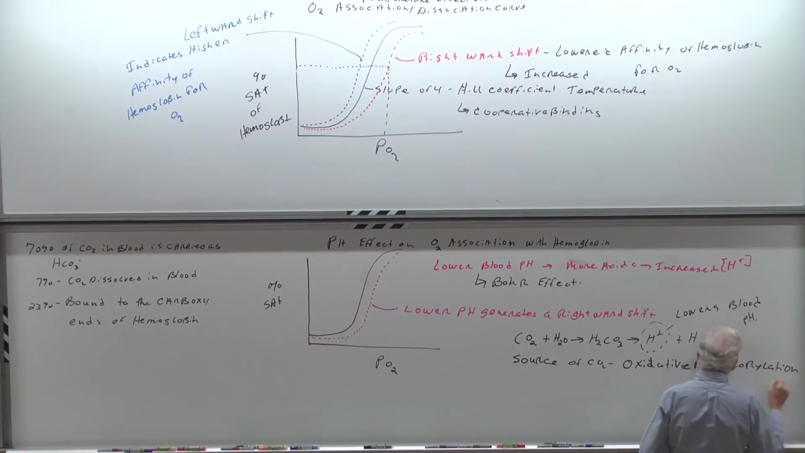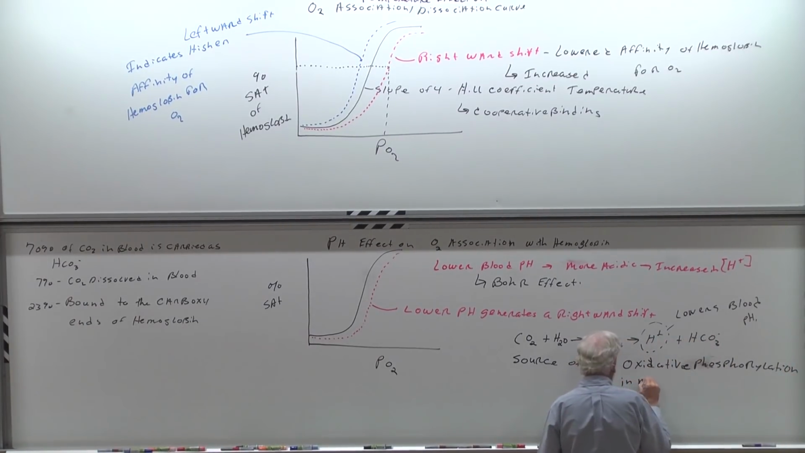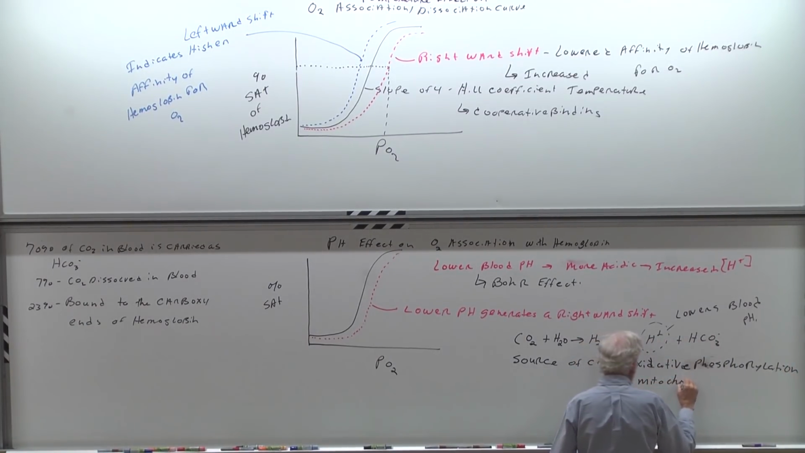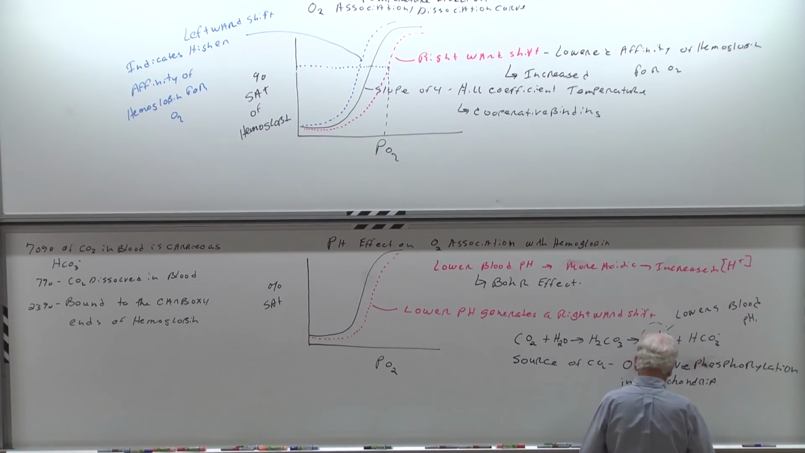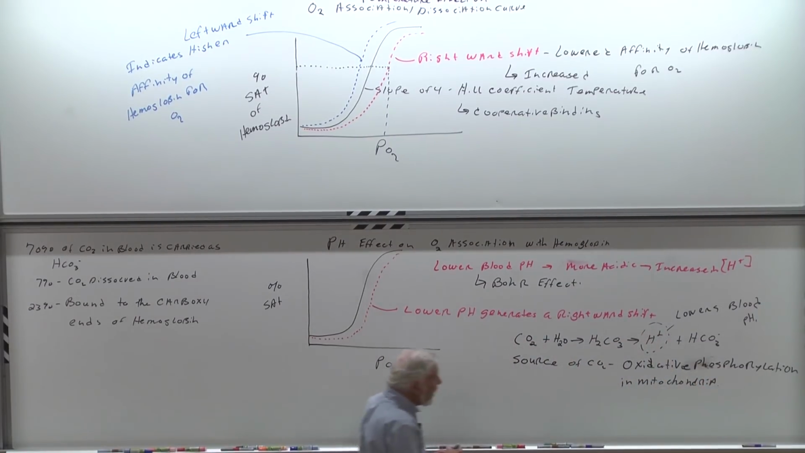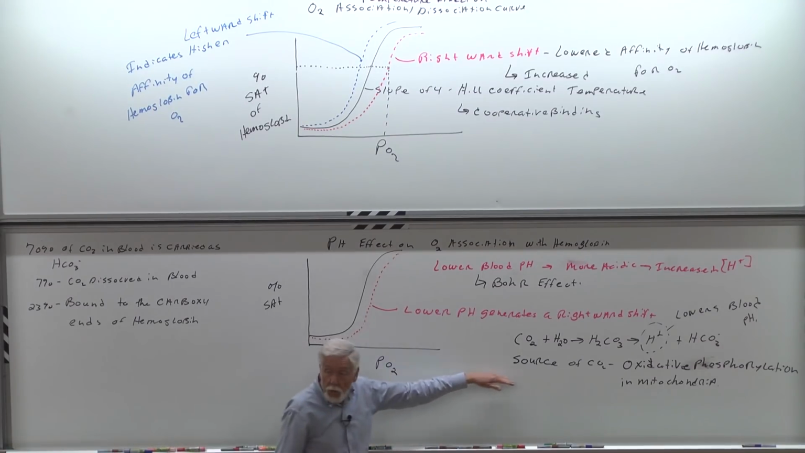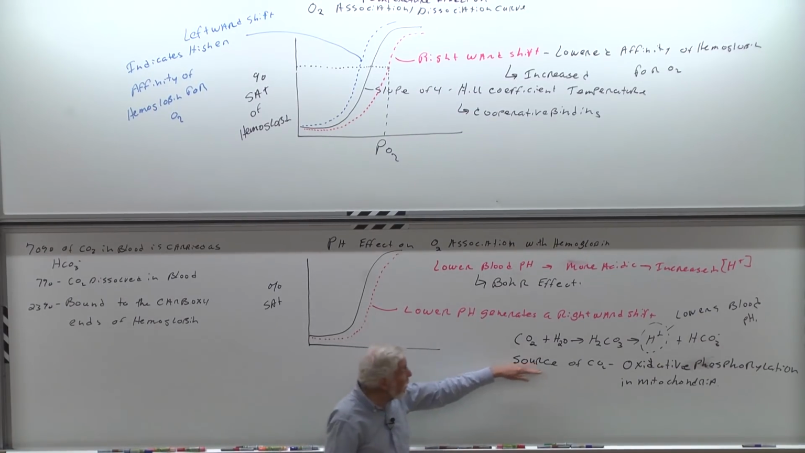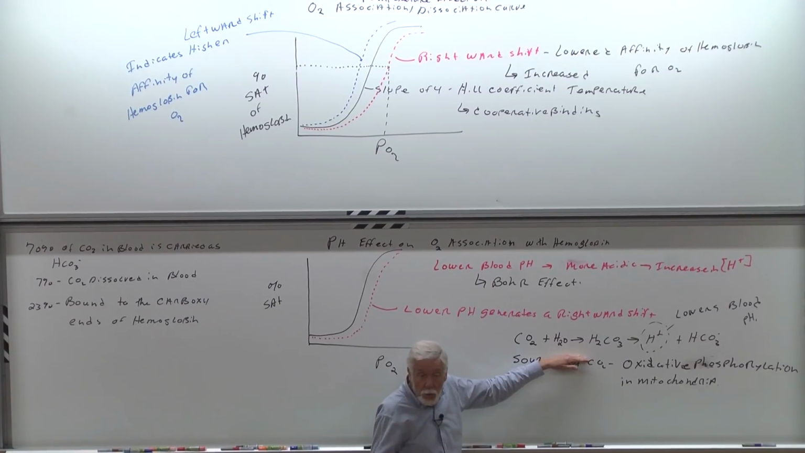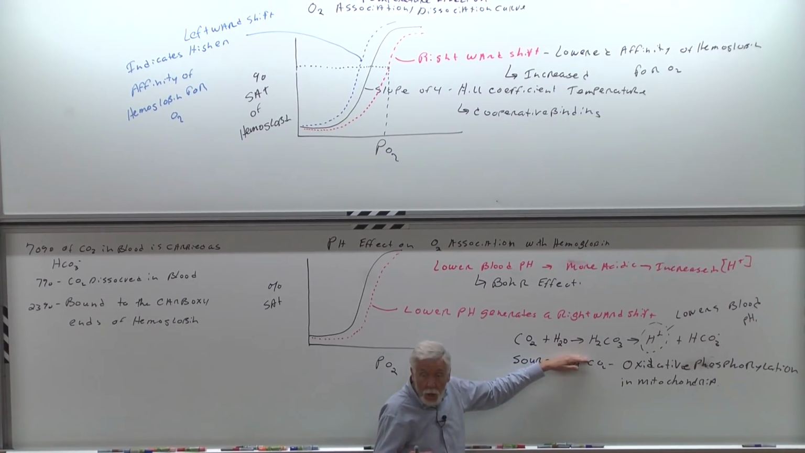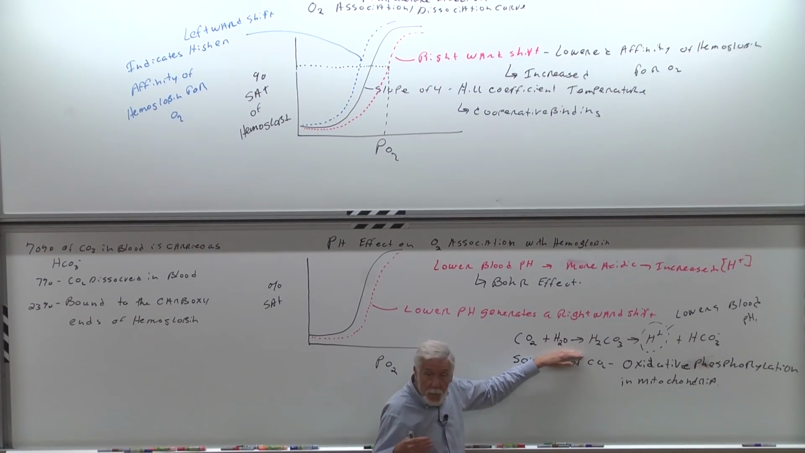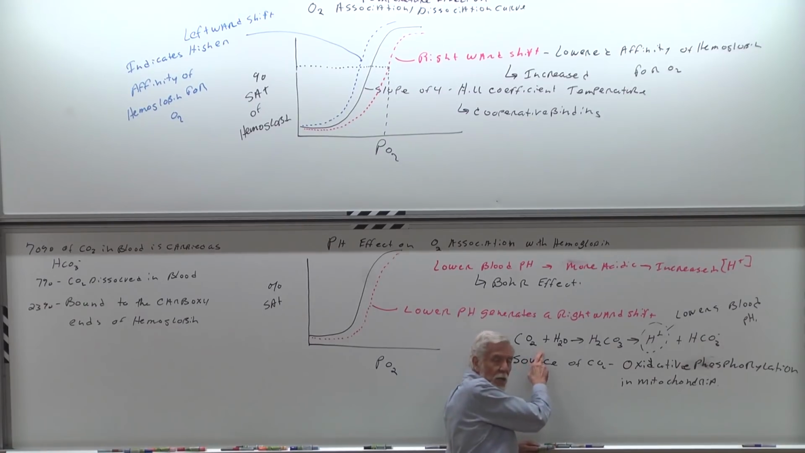It's oxidative phosphorylation in mitochondria. So as we're using more oxygen, we're generating more CO2. So you can imagine places where we would be doing this. In the muscles, when we're exercising really hard, we're using more oxygen because we're making more ATP, and in the process of making more ATP, the byproduct is carbon dioxide.